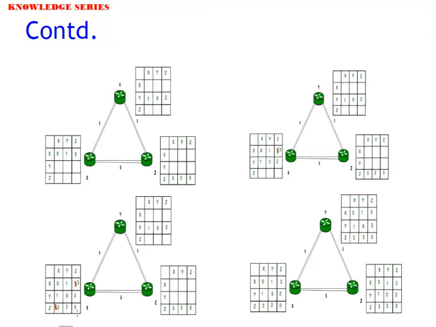So when you see the final routing table, you can see 0, 1, 3, 1, 0, 2, 3, 2, 0. This is the final update. This is known as the distance vector routing.